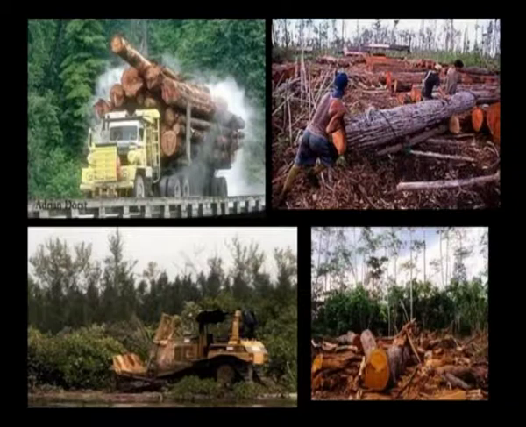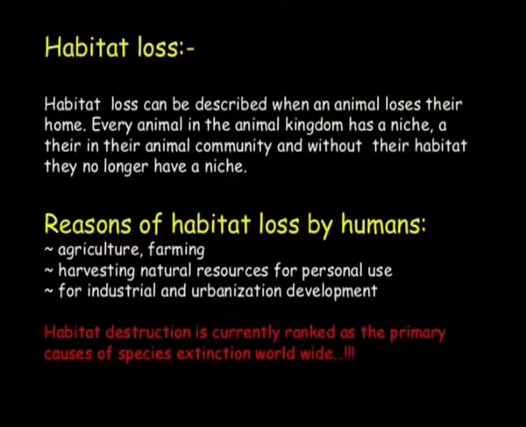Habitat loss can be described as when an animal loses its home. Every animal in the animal kingdom has one particular niche, a particular place that they call their environment in the animal community. Without this habitat, they no longer have that particular niche or home. Major reasons for loss are agriculture and farming. Because of our ever increasing population and the need to feed it, we have to keep increasing the percentage of agricultural land, harvesting natural resources for personal use, and for industrial and urbanization development. Habitat destruction is currently ranked as the primary cause of species extinction worldwide.